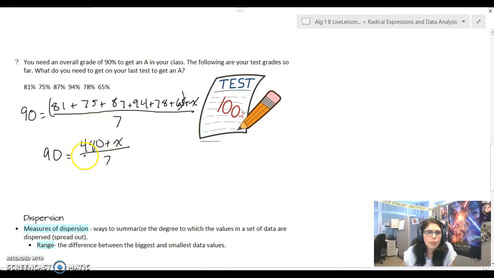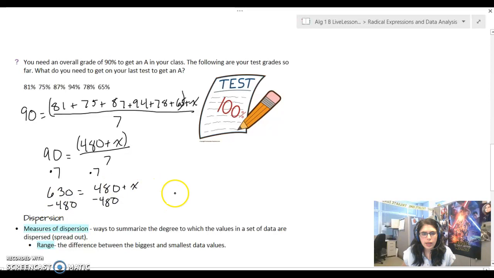So I want to use opposite operations. I can think about this in terms of like the fraction. I always think in terms of parentheses because they are grouped by the fraction. So since I'm dividing the entire right side by 7, I'm going to do the opposite and multiply both sides by 7. 9 times 7 is 63, so 90 times 7 is 630, and that's going to be equal to 480 plus X. I'm going to subtract 480 from both sides, and I end up with something equal to X.